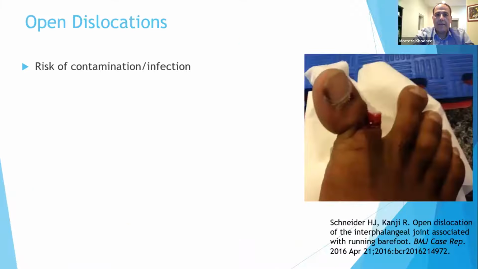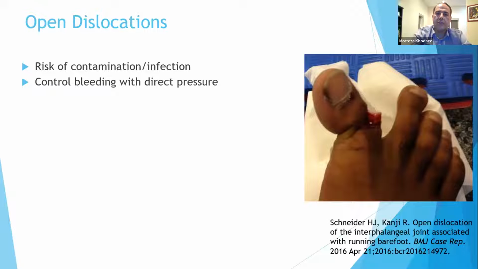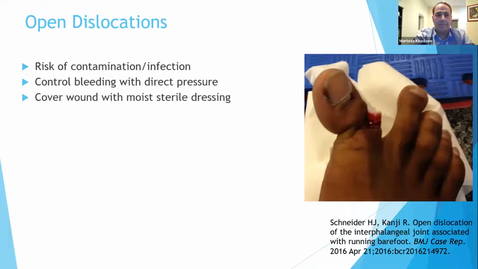When you have this, obviously there's a risk of contamination and infection. You have to take that into account and try to control the bleeding. Oftentimes there's not that much bleeding, but if there's any active bleeding, you try to put some pressure to decrease the amount of bleeding. Try to cover the wound with a moist, sterile dressing.